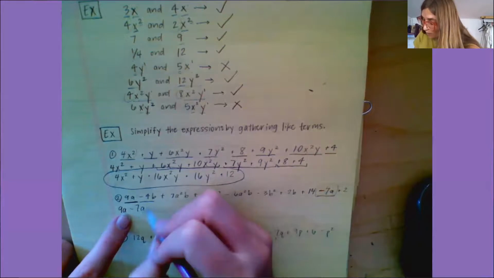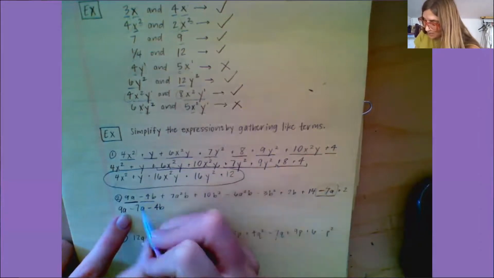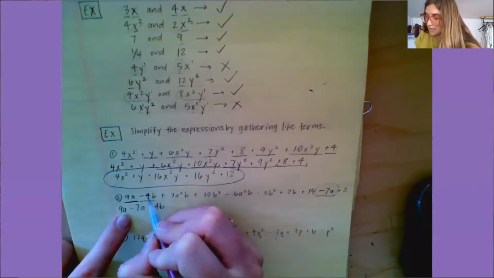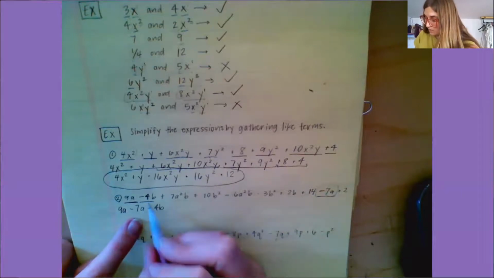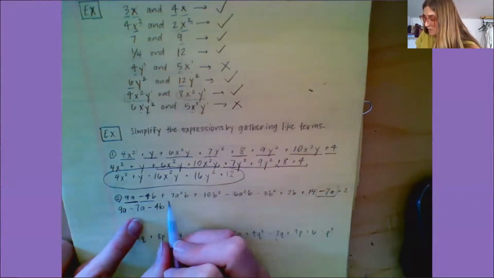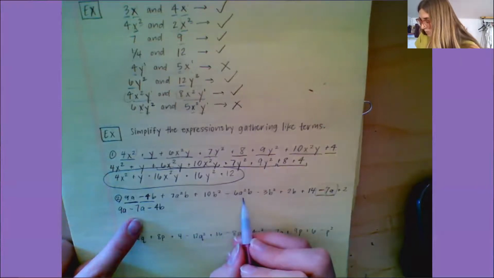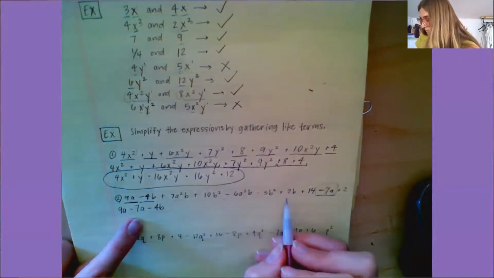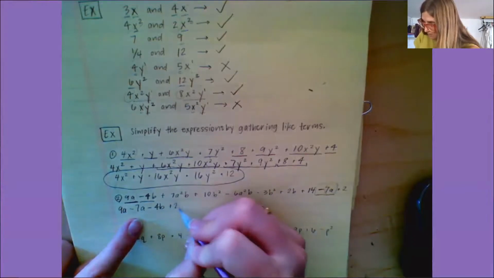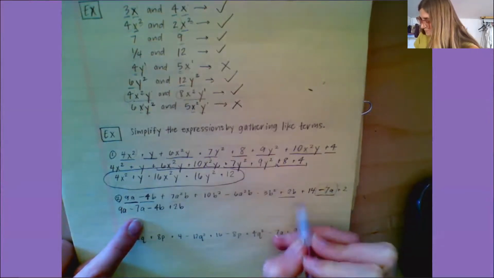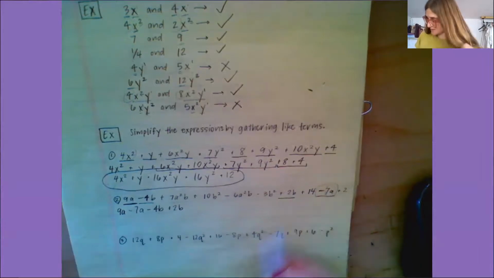I have negative 4b. Again, that subtraction sign is included in the coefficient. Negative 4b. That doesn't work. That won't work. But this one will. Plus 2b. Okay. And then these two are constants.